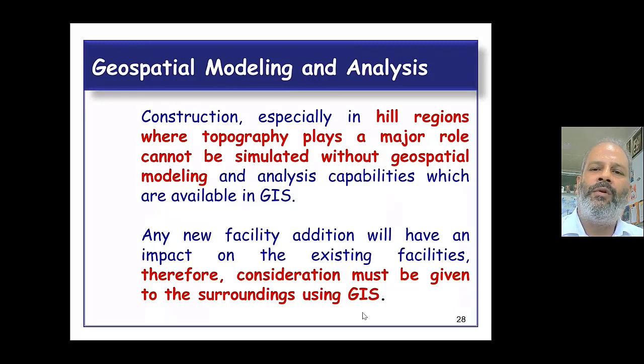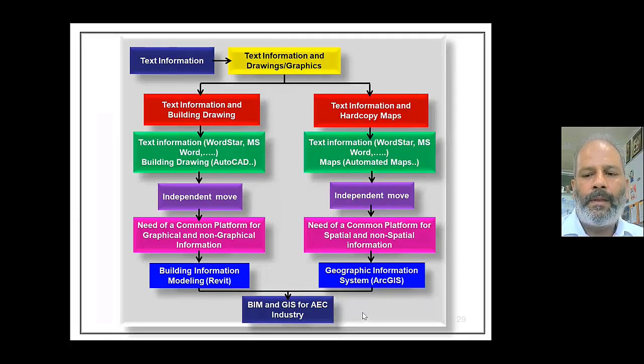Let's say construction is to be carried out on a particular hill. Those things cannot be modeled without geospatial modeling, which is available in GIS. So that also strengthens the need for GIS in modeling of surroundings. Any construction, small or large, must give due consideration to its surroundings, and that surrounding can be modeled in GIS.